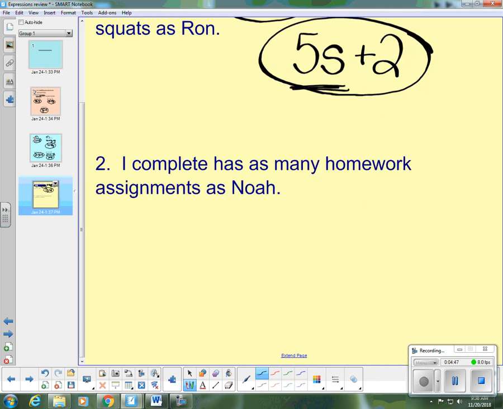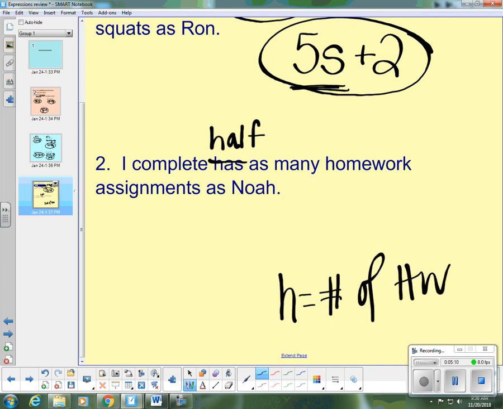The last one I completed, that's supposed to say half. Let's try that again. I completed half as many homework assignments as Noah. So the thing we don't know is how many homework assignments Noah completed. So we'll do H, and this will be the number of homework assignments Noah completed.